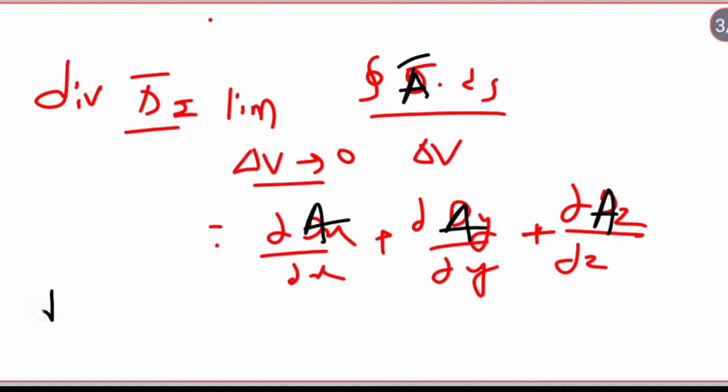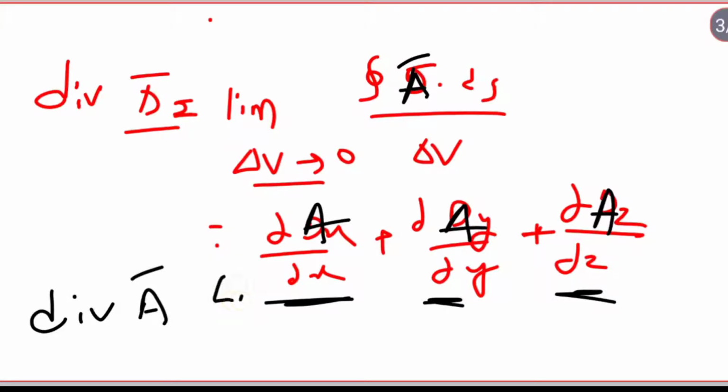It is known as divergence of a bar. Any vector, divergence of any vector is partial differentiation in all directions is known as divergence. But we have to apply limit here. Limit delta v tends to 0. If you apply the partial differentiation, then we can obtain the formula for divergence of any vector.